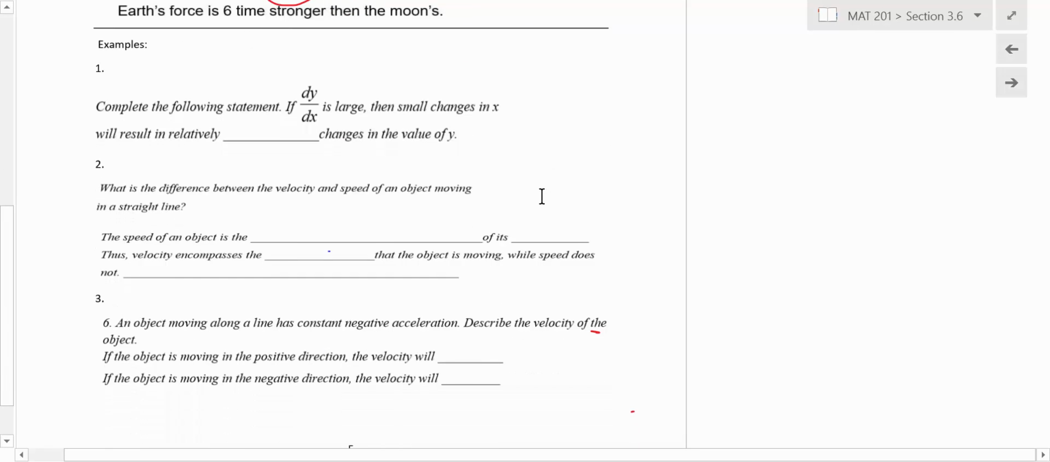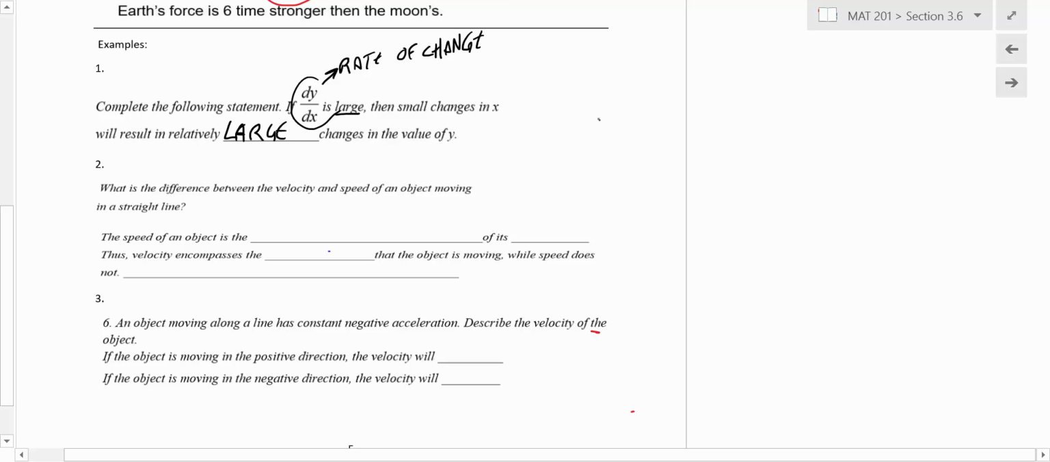A couple other things that we want to look at here are a couple of things from the book that I wanted to go over. What this statement is saying, if this is large, now see, that is a rate of change. So if that is large, that means a very large derivative. That would mean that it has a very steep tangent line slope. Then it's going to say small changes in x will result in really big changes in the value of y.